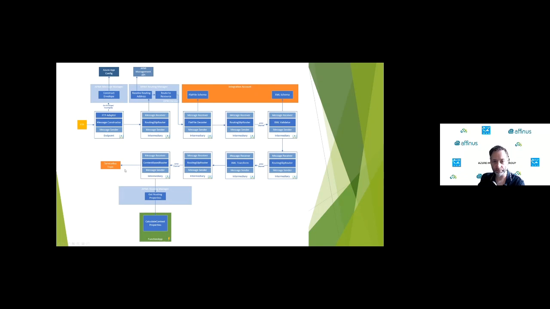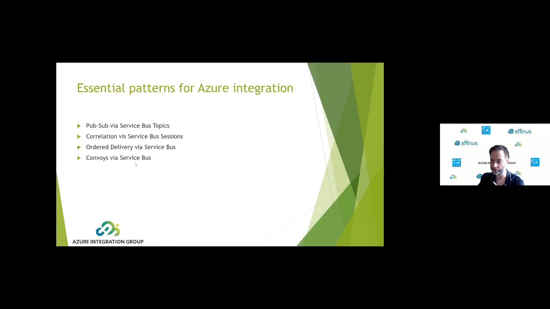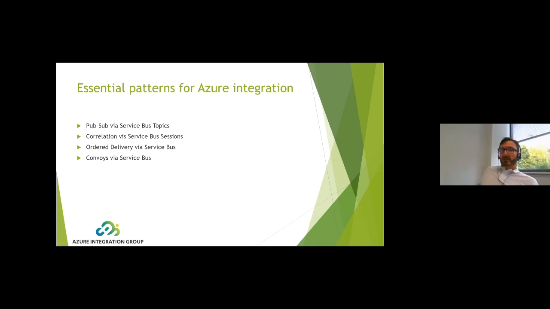So in terms of AIS Logic Apps, let's talk a little bit about some of the essential patterns and how we might implement those in AIS. We talked briefly about pub sub, but for those who haven't really done much Service Bus work, can you talk a little bit about how this works on Service Bus topics and what that means when you actually come to implement it?